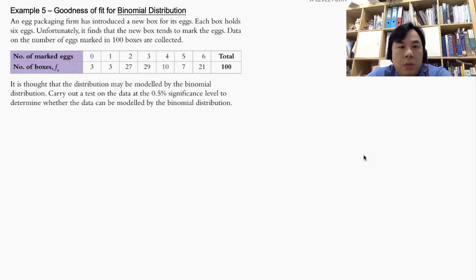Now, an egg packaging firm has introduced a new box for its eggs. Each box holds 6 eggs. Unfortunately, it finds that the new box tends to mark the eggs. Data on the number of eggs marked in 100 boxes are collected. This is the result: the number of egg marks from 0 to 6, and the number of boxes that have this marking is recorded here.